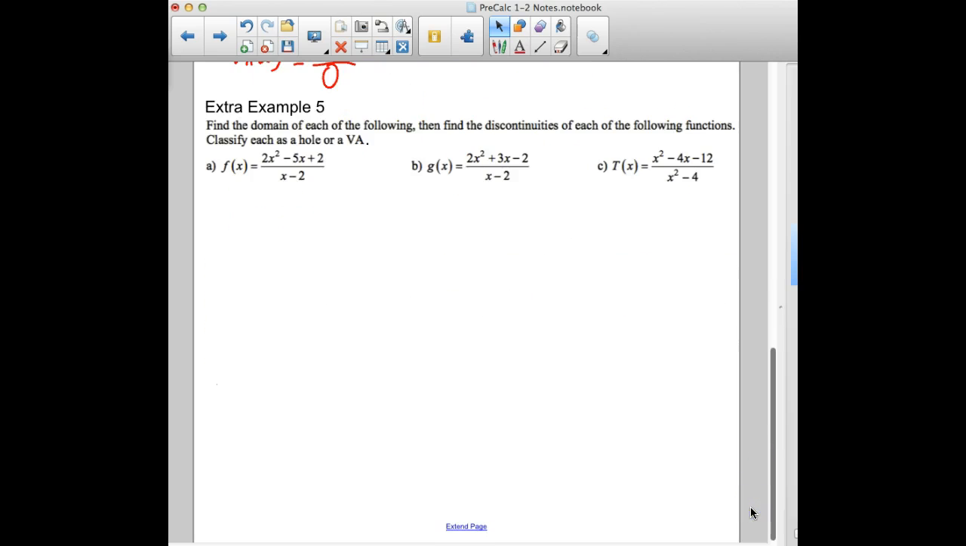So the next ones we're going to analyze just based on the equation. It says find the domain of each of the following and then find the discontinuities and classify them as holes or vertical asymptotes. So the first thing we would have to do is what? Before that, factor the top. We want to see if any of those factors can drop out, be removed. So take a second and just factor all 3 of them.